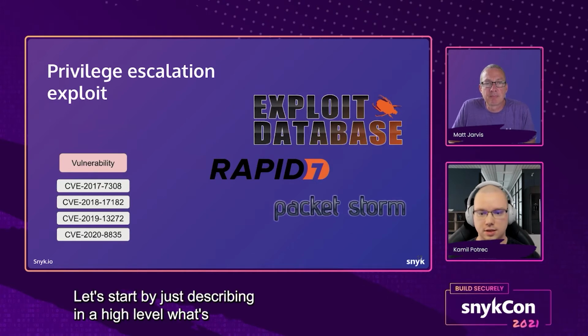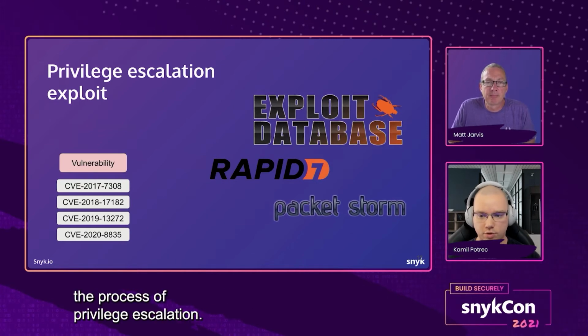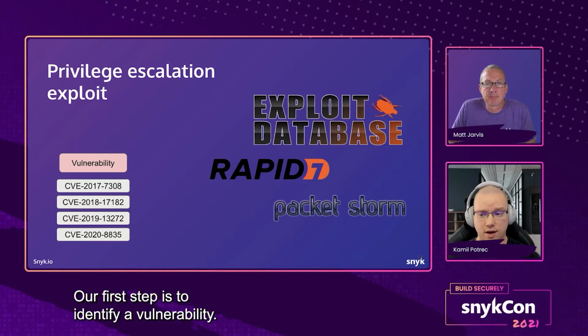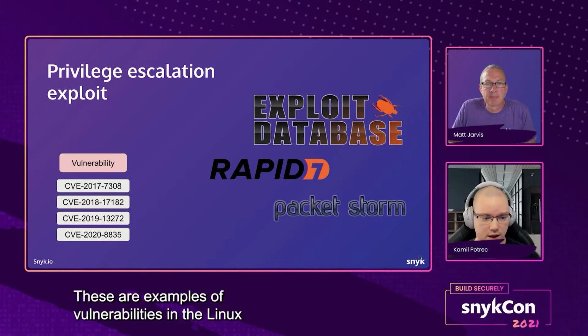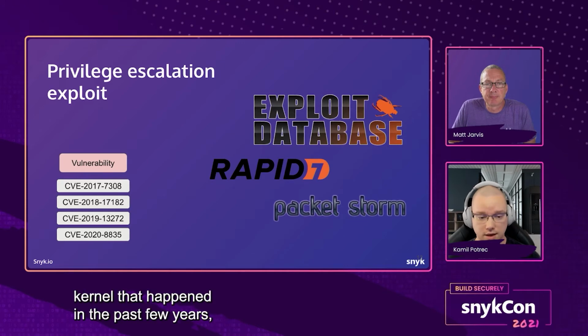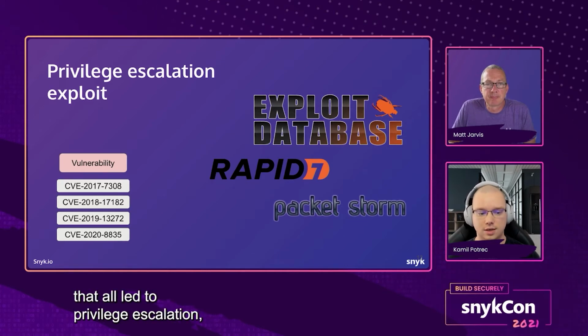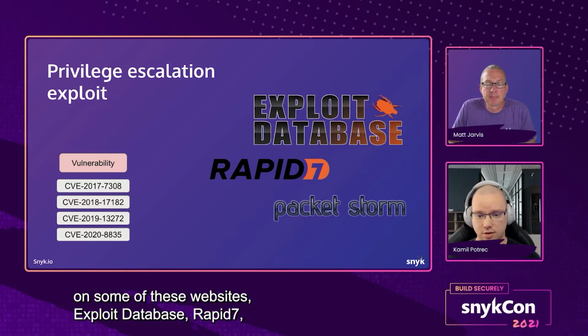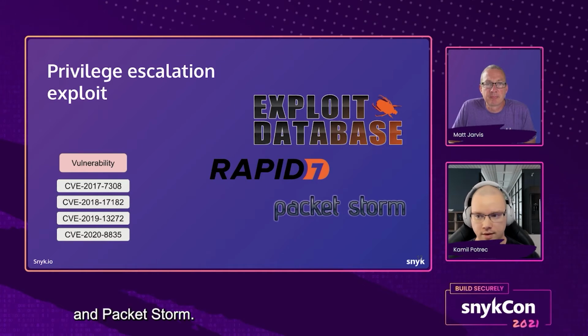Let's start by describing at a high level the process of privilege escalation. Our first step is to identify a vulnerability. These are examples of vulnerabilities in the Linux kernel from the past few years that all led to privilege escalation. They impacted everything from the network stack to eBPF processes. You can find examples of exploits on some of these websites: Exploit Database, Rapid7, and Packetstorm.